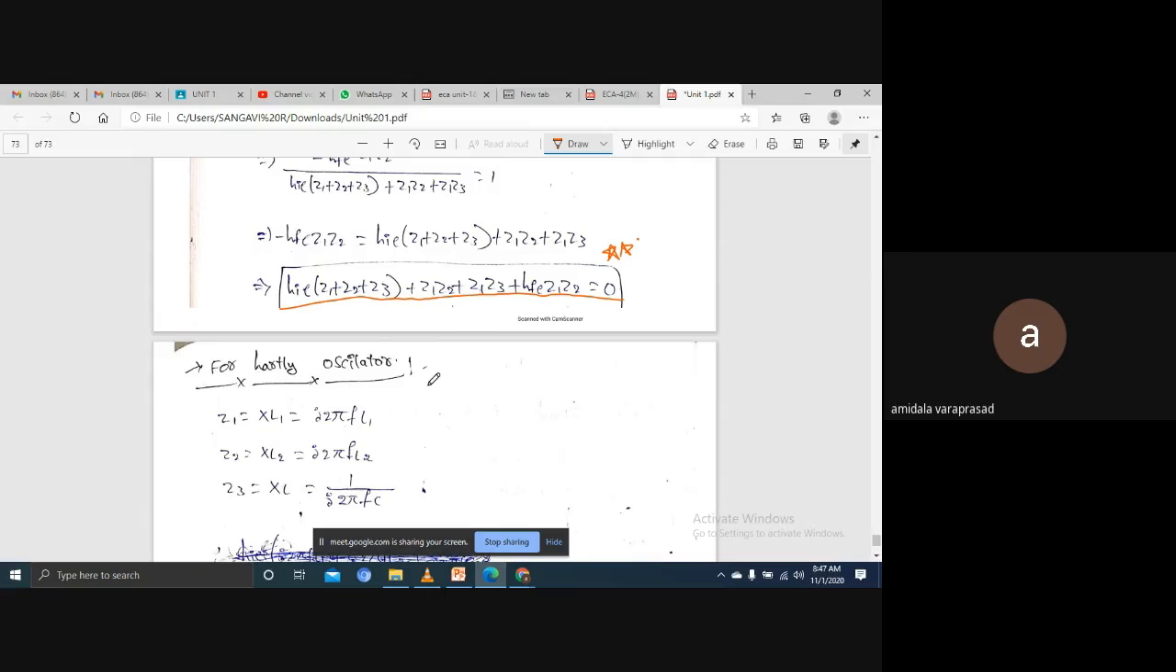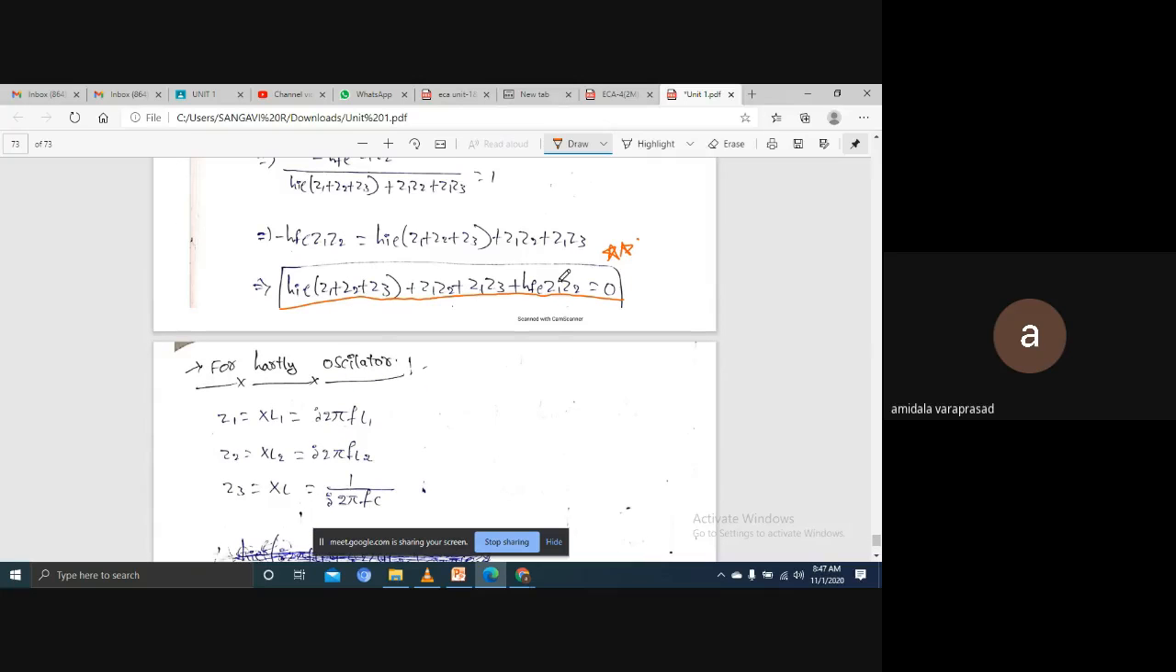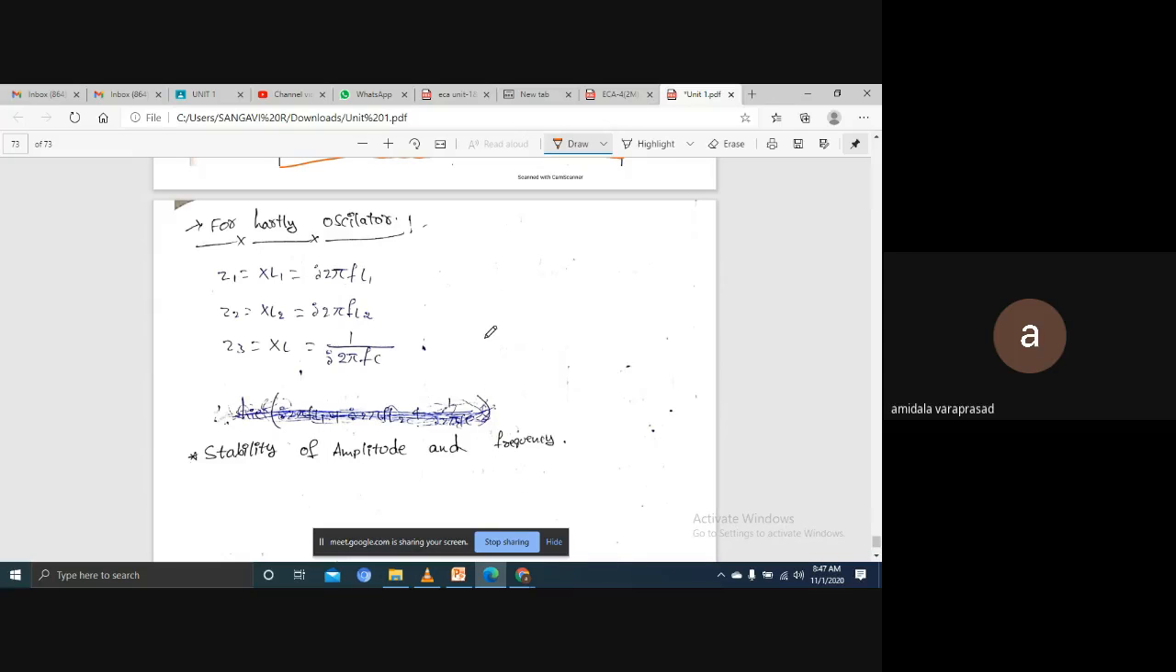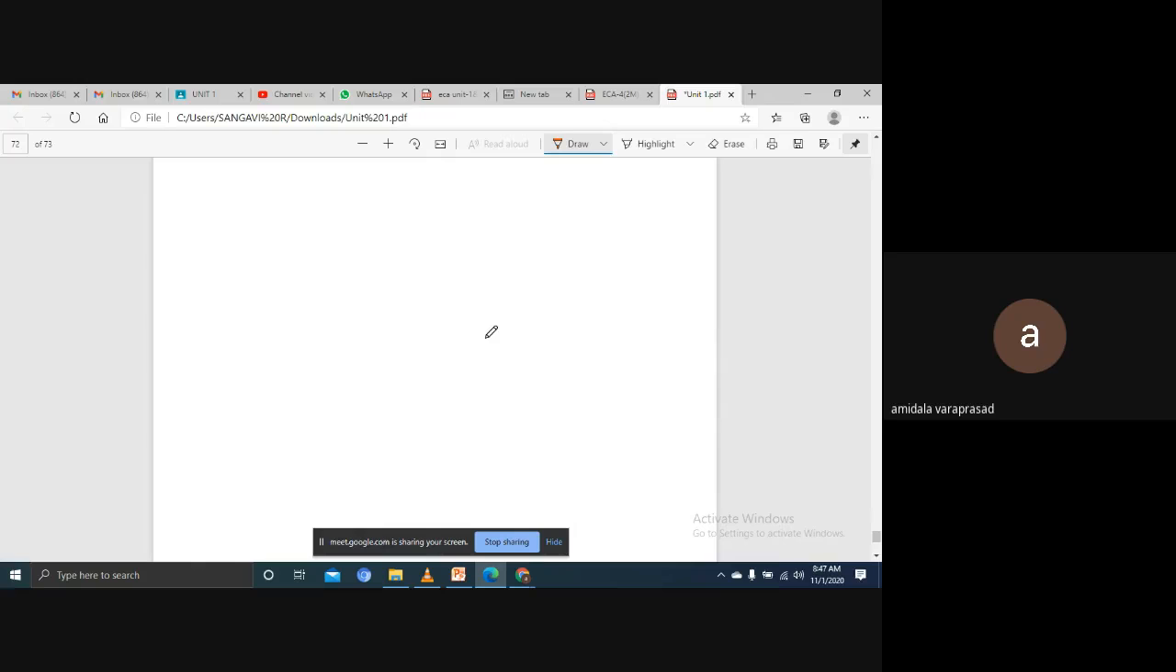Now we know that for Hartley oscillators, Z1, Z2, Z3 are two inductors and one capacitor. If you substitute these in the equation, we will get the frequency: F is equal to 1 by 2 pi root of L equivalent into C, where L equivalent is L1 plus L2 into 2. This is about the oscillators. This is the general equation they ask.